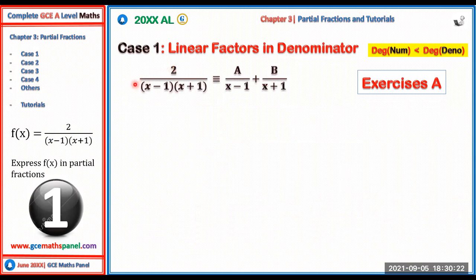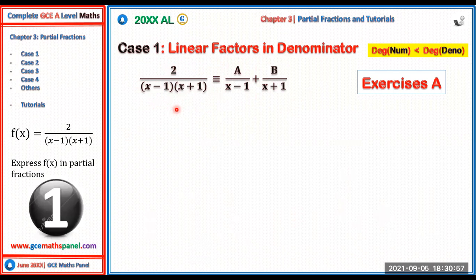So to express 2 over x minus 1 into x plus 1 in partial fractions, this will be identical to a over the first factor x minus 1 plus b over the second factor. At this step, the next thing we have to do is to multiply all through by the denominator of the given equation. The denominator here is x minus 1 into x plus 1. So we multiply term by term on both sides of this identity by this denominator, or call it the LCM.